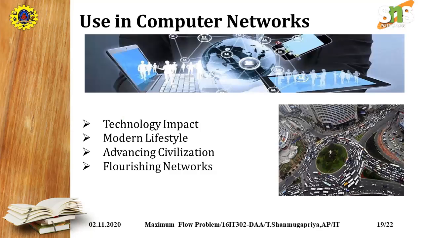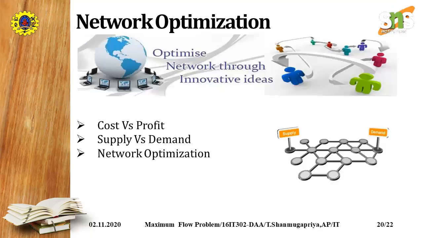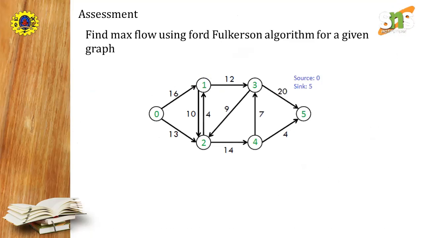Now the uses of the maximum flow problem in computer networks. It has a technology impact on modern lifestyle and flow-routing networks. Network optimization problems are used to find cost-based profit and supply-based demand, and for network optimization.